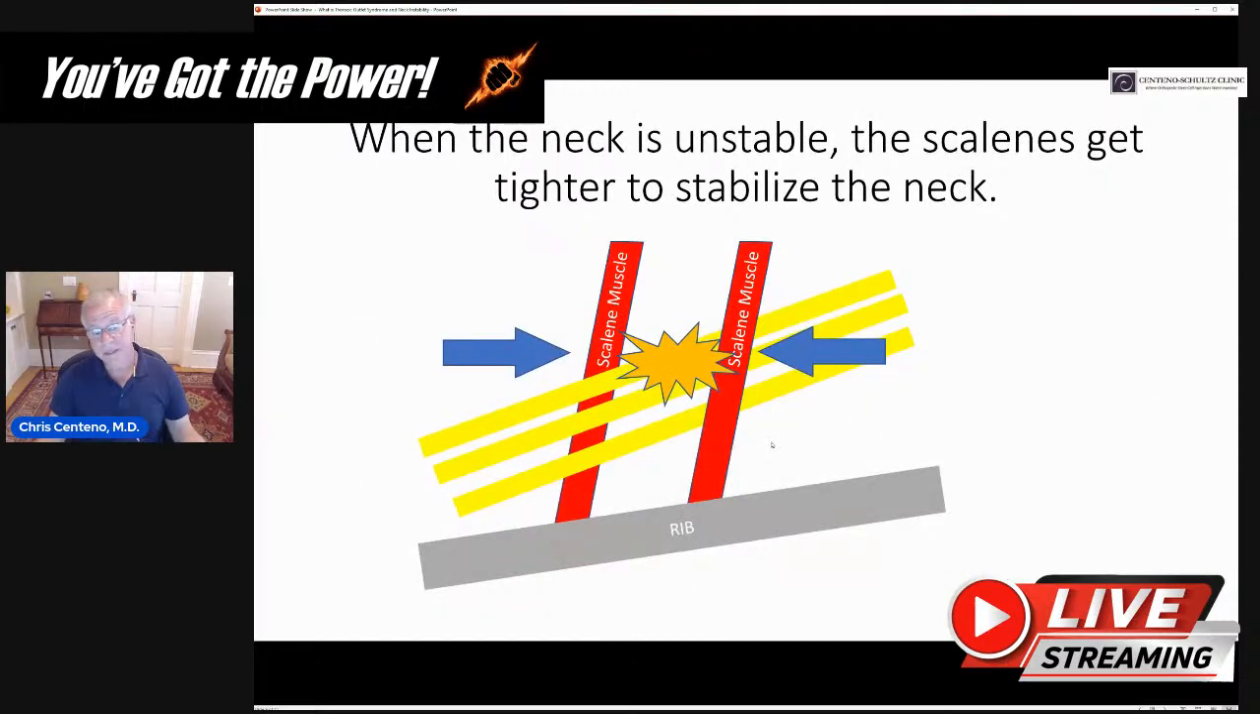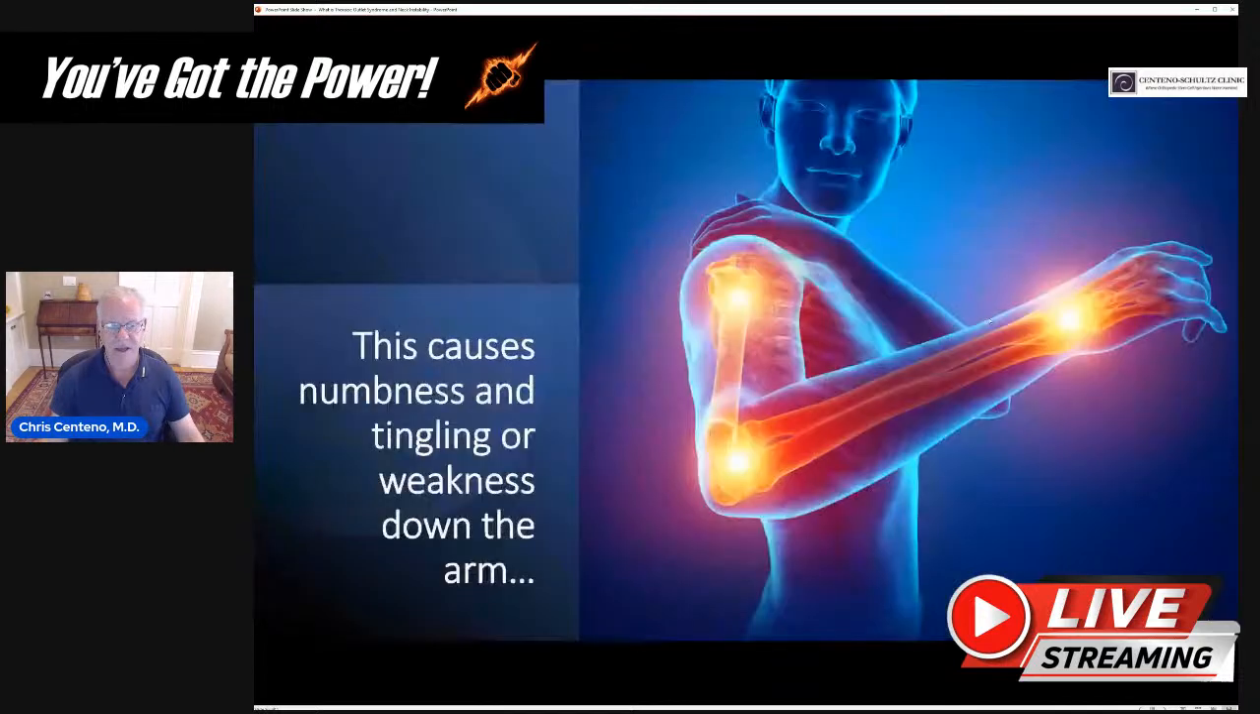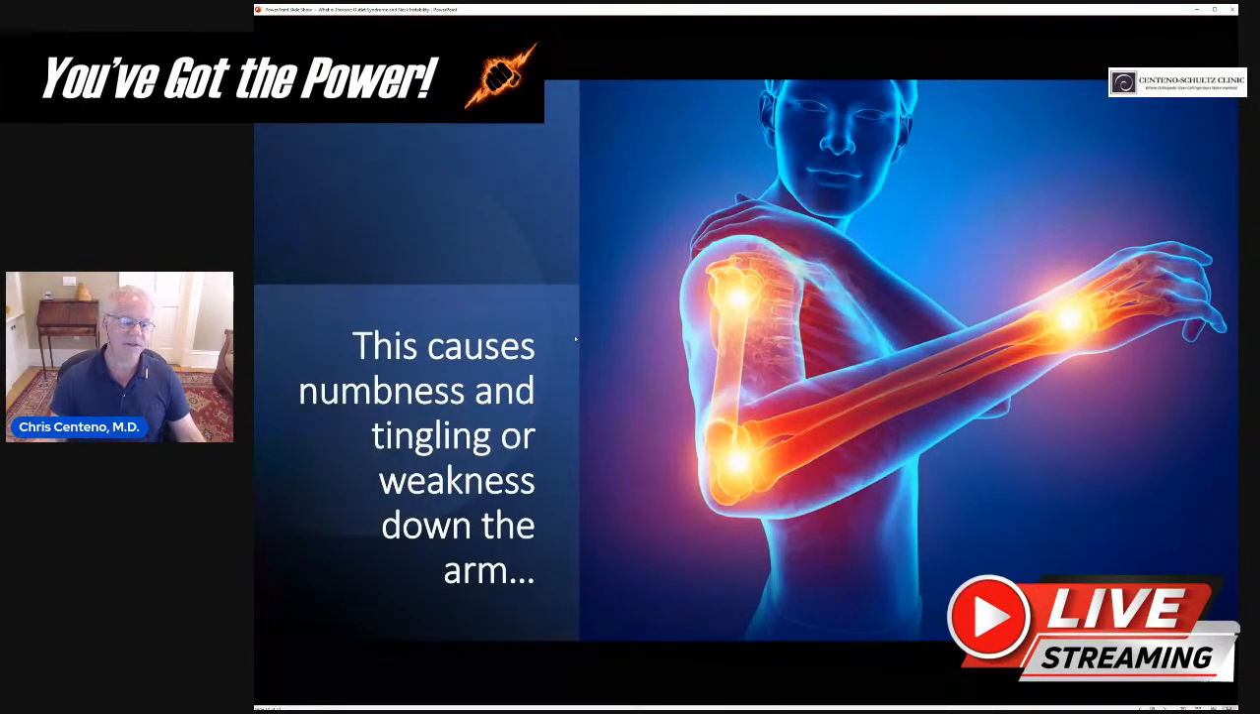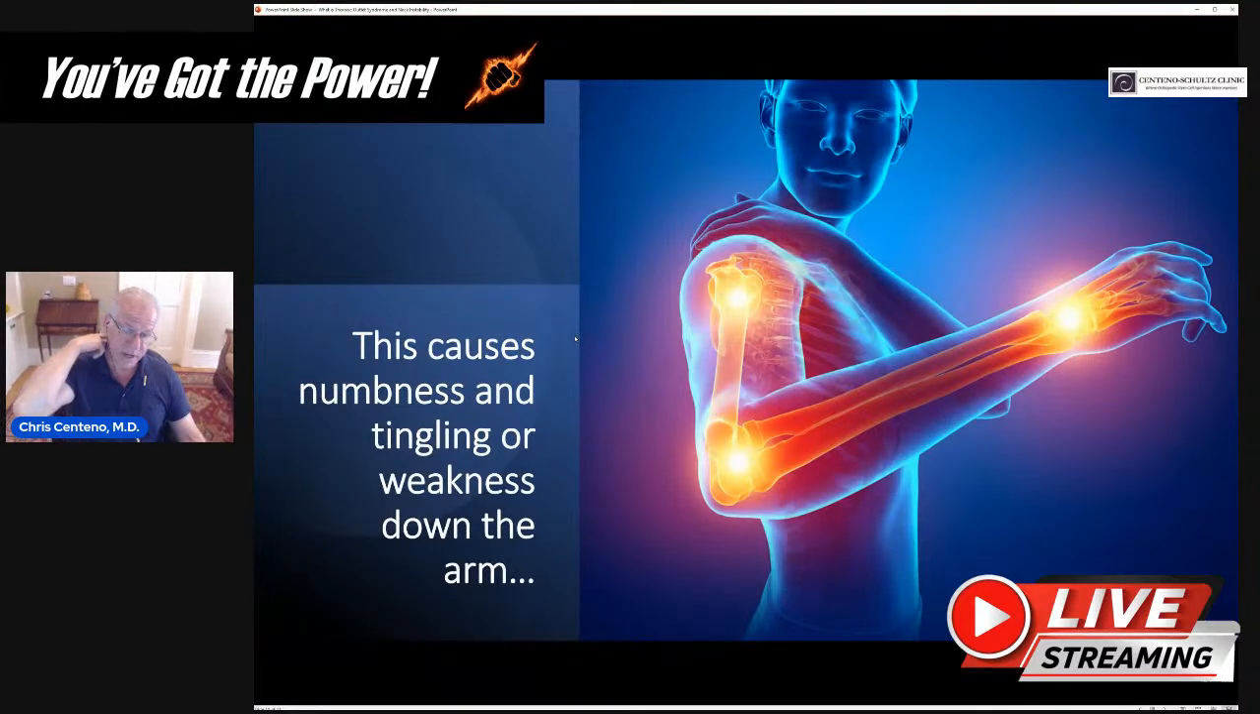And what happens then is, as the scalene muscles get tight, the nerves as they go through this area, or the brachial plexus, get pinched. So here we've got this direct correlation between what's happening in the neck and what's causing potentially numbness, tingling, or weakness down the arm.